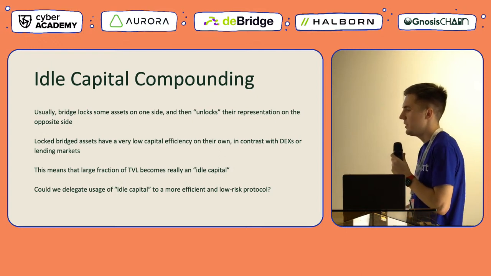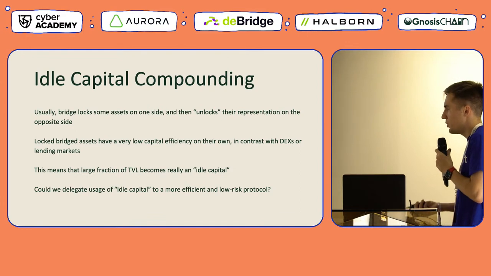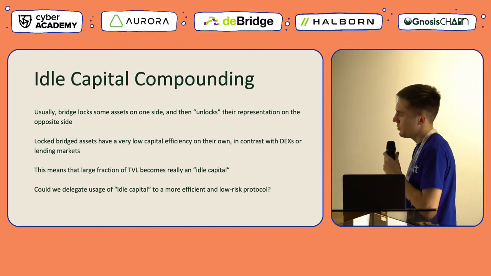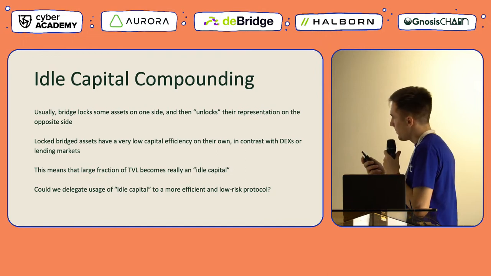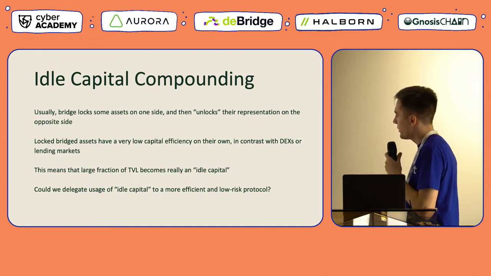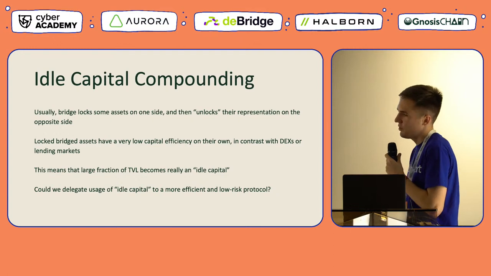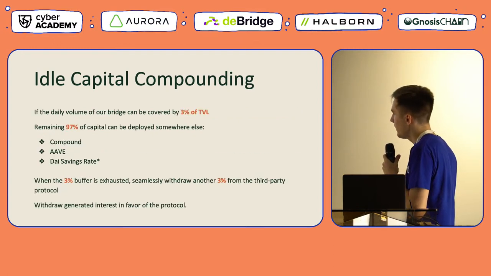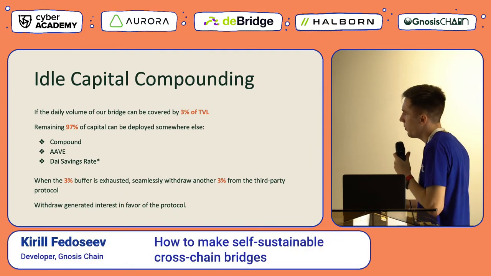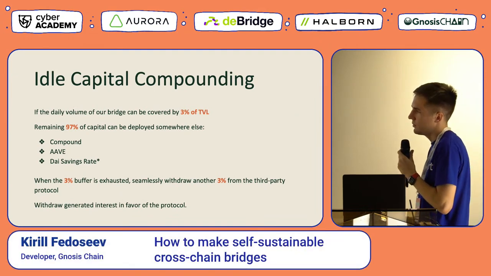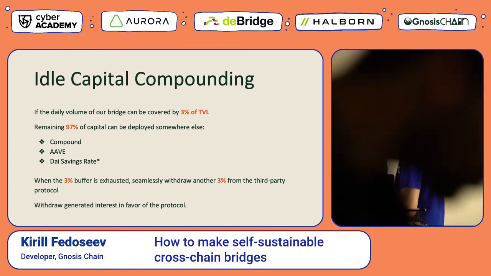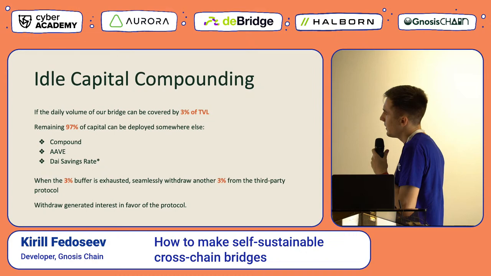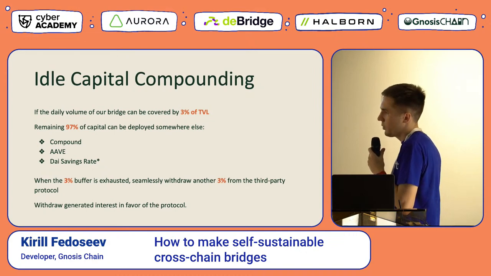And the main question here is: could we find some useful way to delegate the usage of such idle capital to some third-party protocol, which could help us efficiently and with low risks generate some additional yield, which we can record in our profit? So let's say if the daily volume of our bridge can be covered by just 3% of our bridge TVL, this essentially means that the remaining 97% of the capital can theoretically be deployed to some third-party protocol.